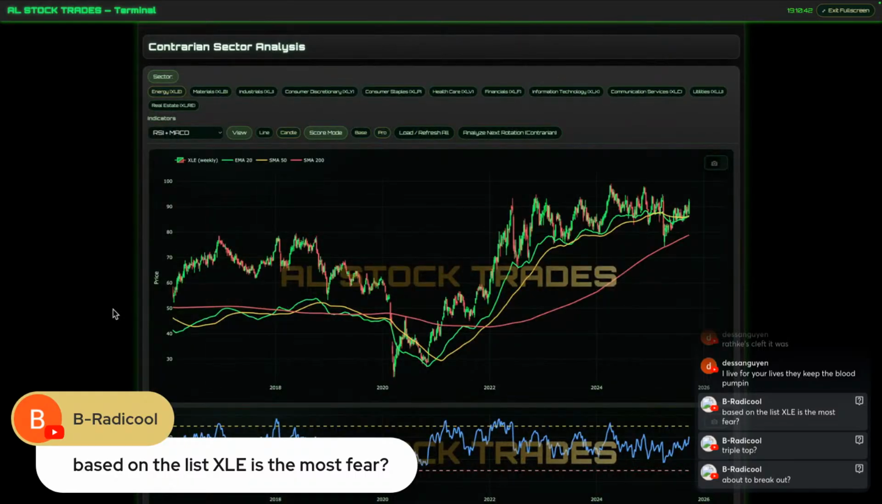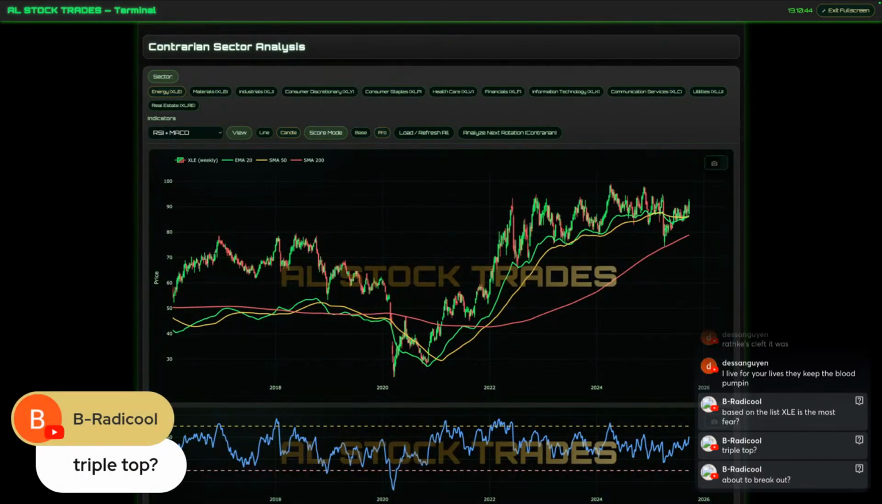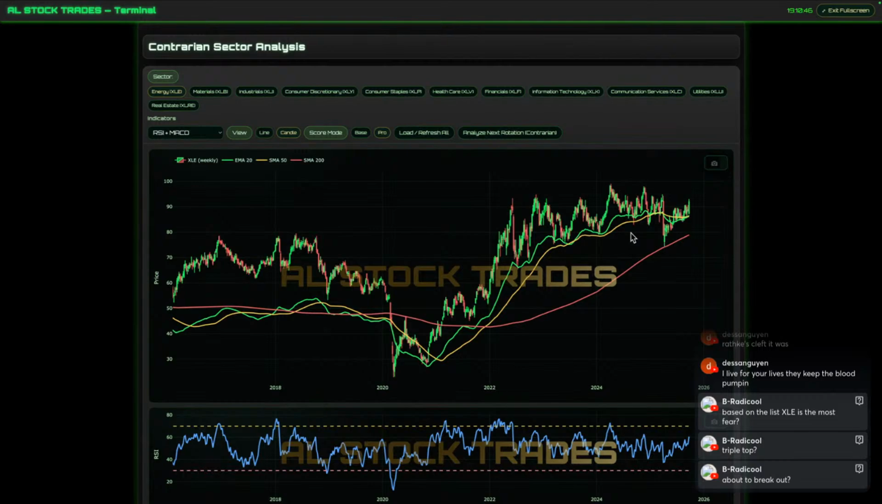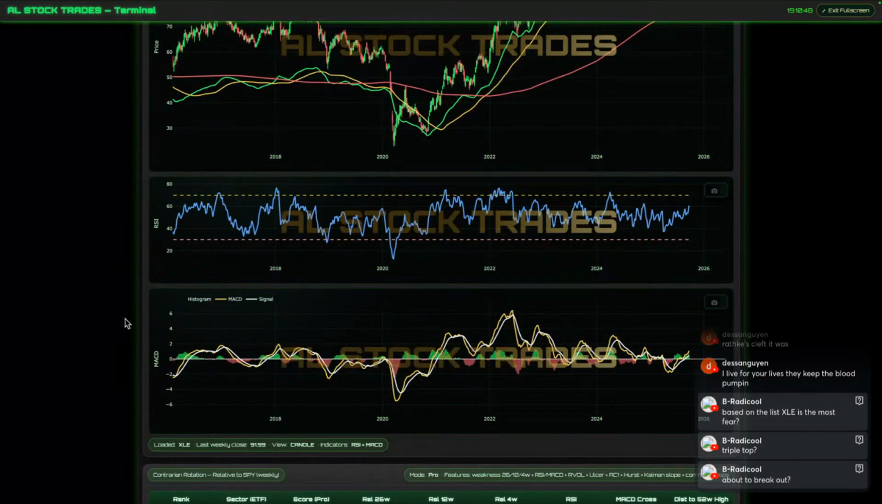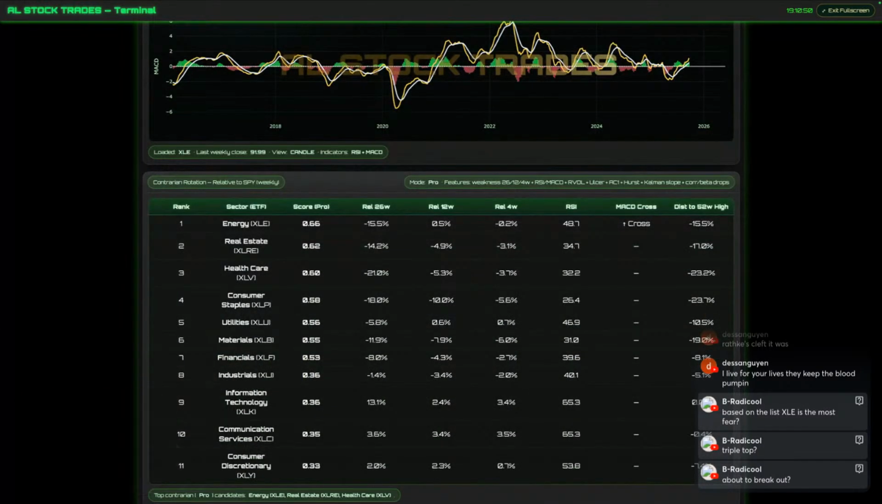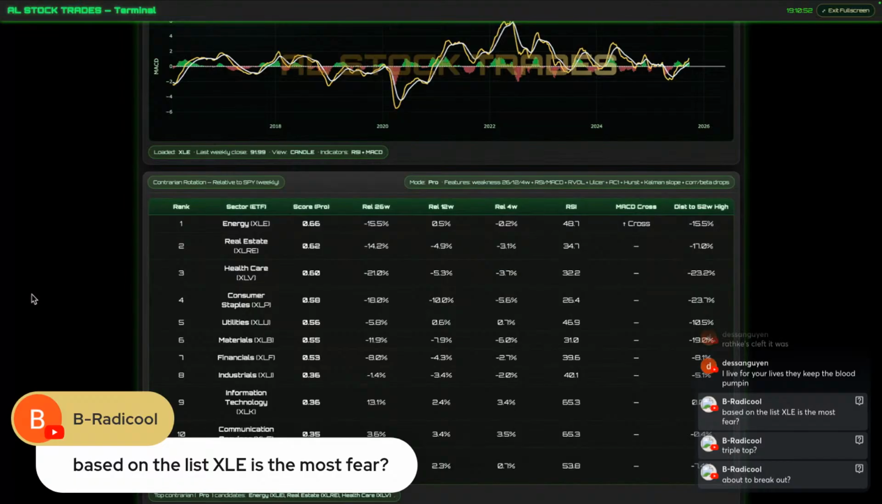So can someone back test this? Triple top? I don't know. Can someone back test this? Because it's basically saying energy. B-Rad, I don't know if you're getting this. Okay, so it's saying that people are afraid of energy, real estate, and healthcare. Which is kind of funny because look at Open Door. Is it Open Door real estate? And everyone's piling in on it now.